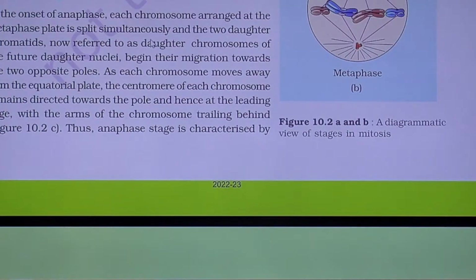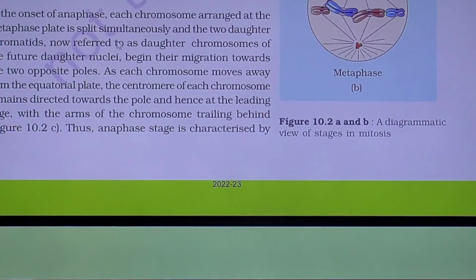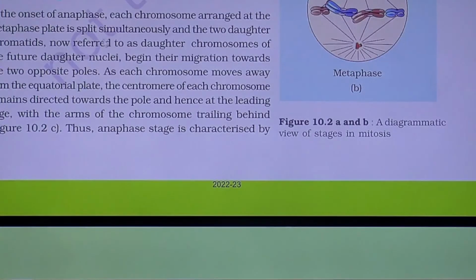What is anaphase? At the onset of anaphase, each chromosome arranged at the metaphase plate splits simultaneously, and the two daughter chromatids, now referred to as daughter chromosomes of the future daughter nuclei, begin their migration towards the two opposite poles. So here, this is the onset of anaphase.